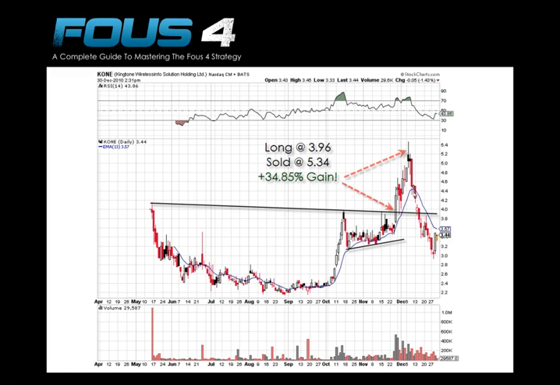I had a 34.85% gain. I peaked out at about $5 per share, whole number resistance. So that was a great profit target area to lock in your gains.